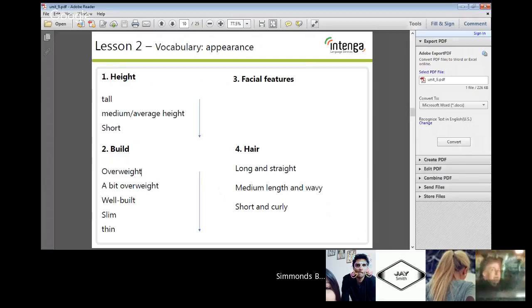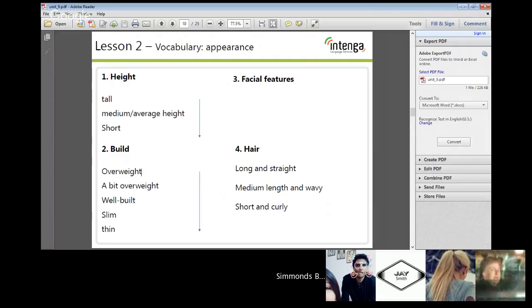Any questions here? Well-built, smart. No, well-built means strong, okay? Well-built is someone who goes to the gym a lot, all right? And so they have a lot of muscles and things like that. So that's basically it, all right?